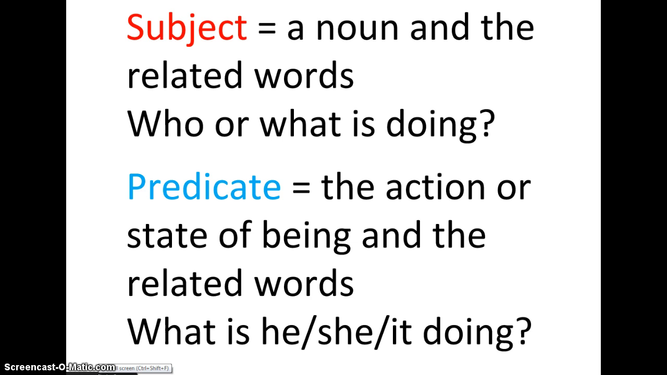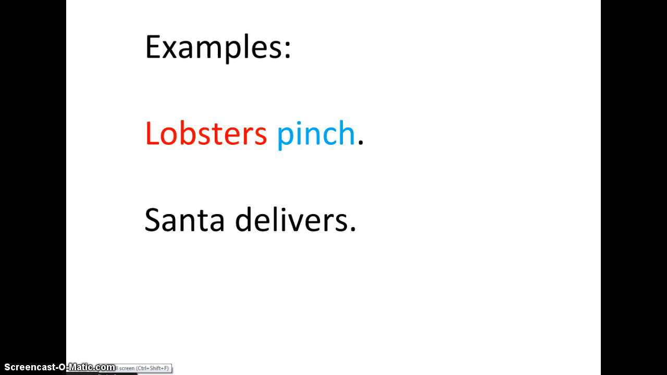A subject is a noun and the related words, the who or what is doing. The predicate is the action or state of being and the related words. What is he, she, or it doing? For example, lobsters pinch is a clause. It has a subject, lobsters, and a predicate, pinch.